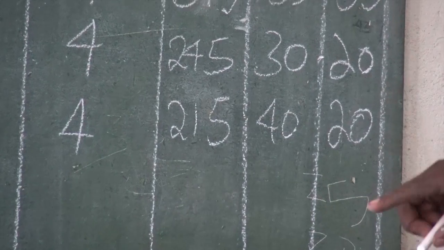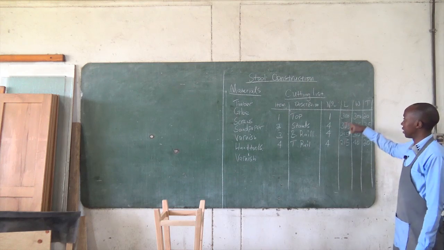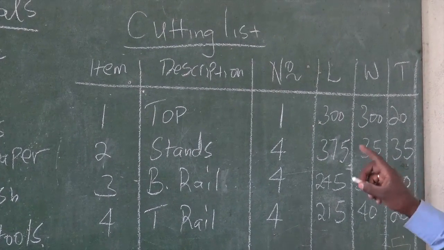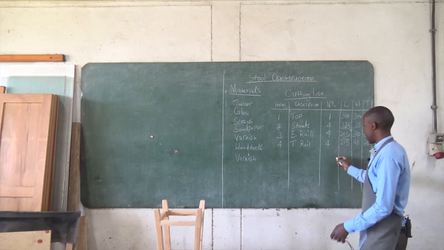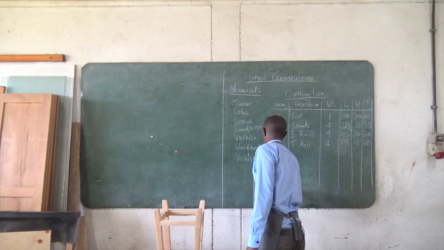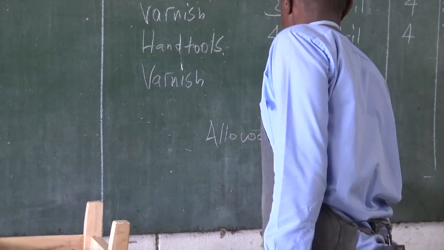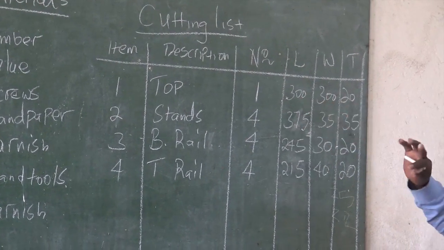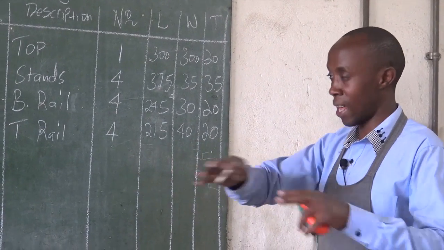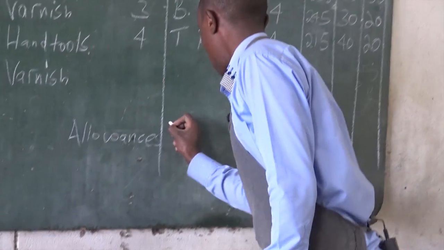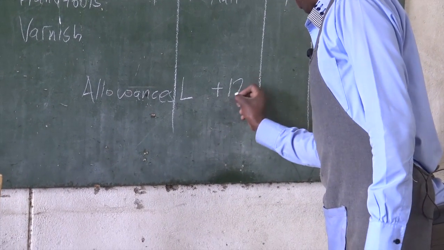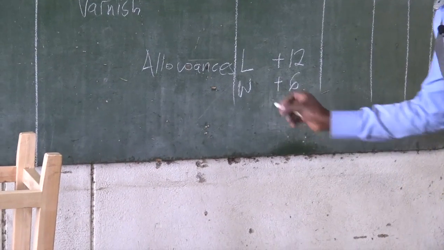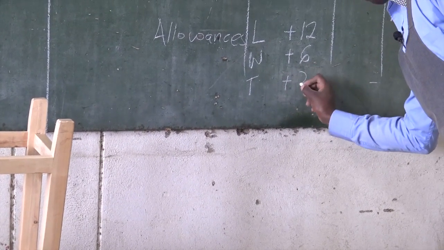So the first step is to prepare the cutting list. The cutting list, this section is for finished sizes. For the cutting sizes, we have allowances that we use. That means when I'm going to cut my raw piece, I'm not going to cut it at 300 by 300 because it will be subject to trimming and sanding and finishing. So on the length, I'll add 12 millimeters. On the width, I will add 6 millimeters. On the thickness, I will add 3 millimeters.